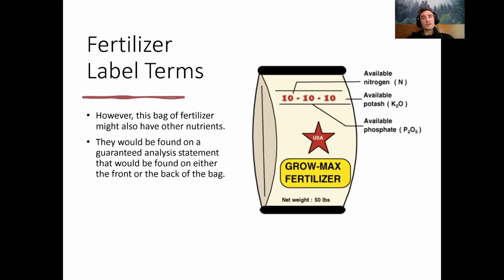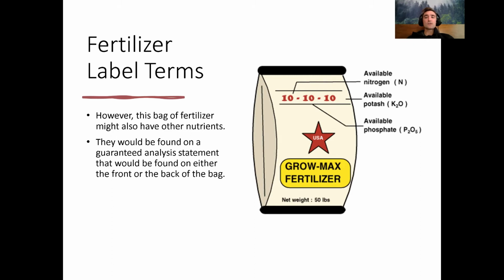the overall weight in order to understand how to properly apply this bag of fertilizer. NPK are the top 3 nutrients that plants need, but we know they need many others, 17 at least. And so this bag may have other nutrients. Very likely it will have other nutrients. And the best way to find out what else is in this bag is to look on the back, and it should include a guaranteed analysis statement. And that will tell you exactly what's in the bag.